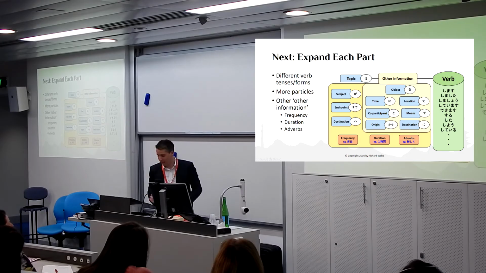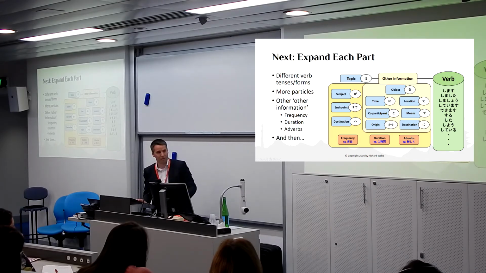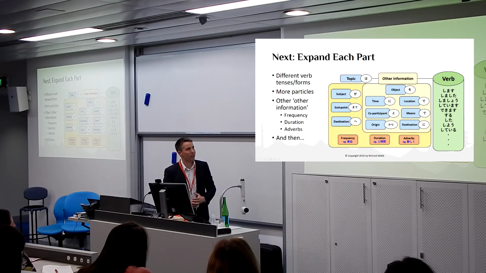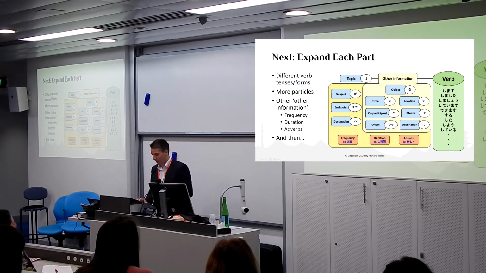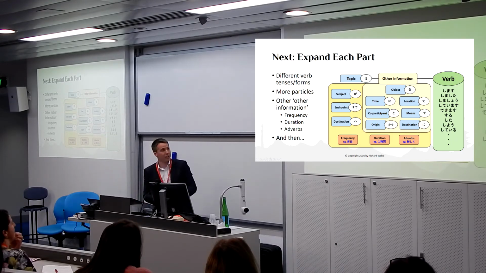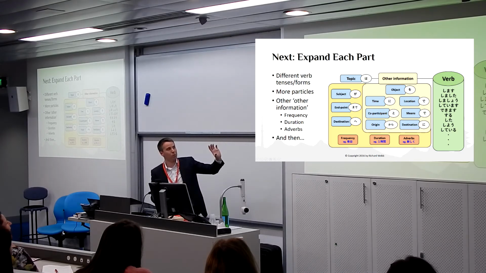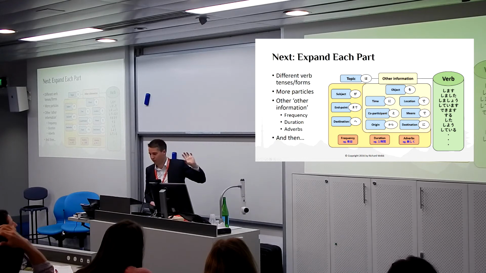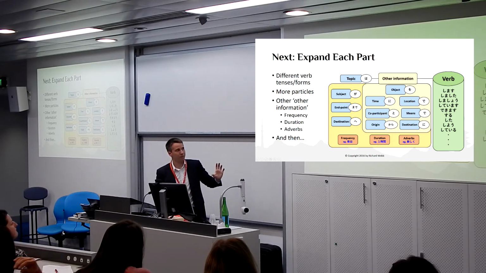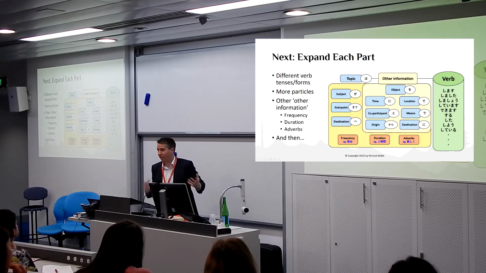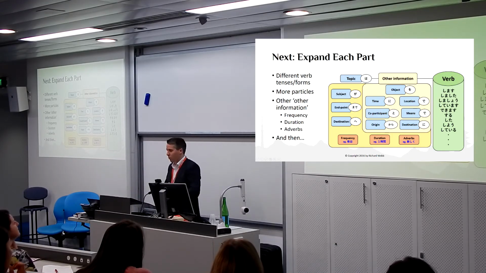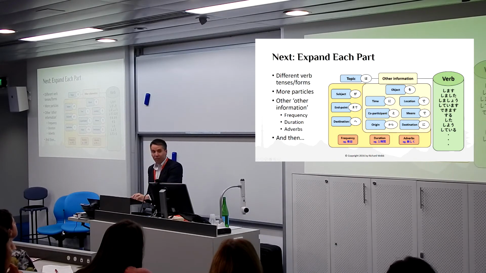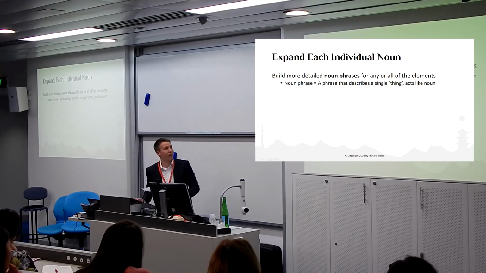So the next major thing, the other hugely important way in which we can expand on this basic structure, is to look at each of these individual blue things in particular. It applies to the others as well, but the blue ones, if you notice, they're all things. Things are represented by nouns. So what we can do is add more information about those nouns, about those things, by building more detailed noun phrases.